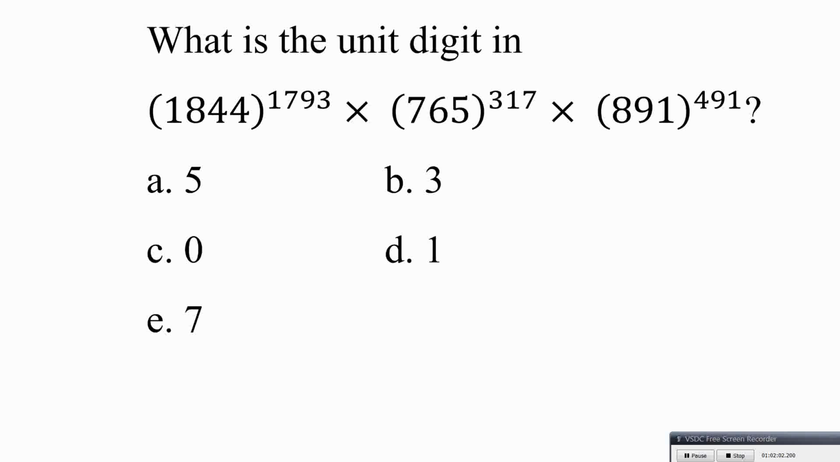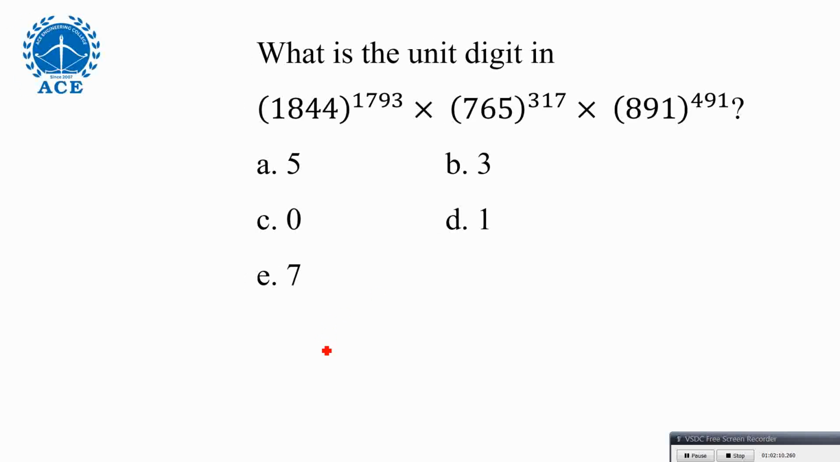See what they are asking? Unit digit. In the first number 1844, what is the unit digit? 4, super. 4 power 1793. In 765, what is the units place? 5. Next one, 1. 1 power a positive number is 1, super.